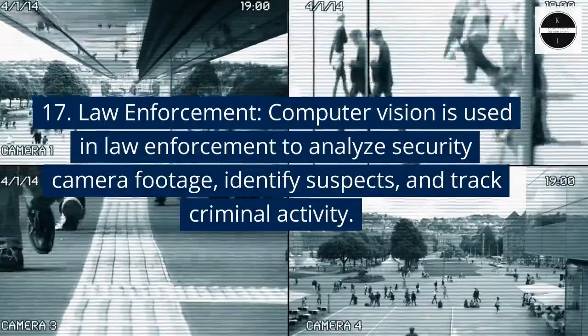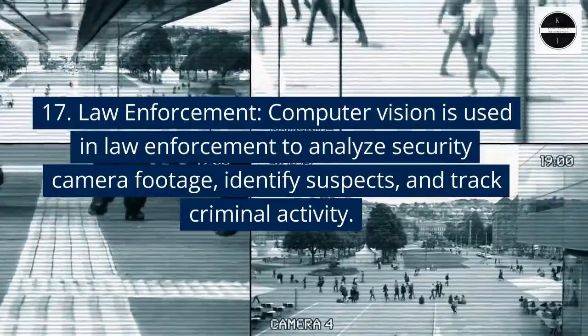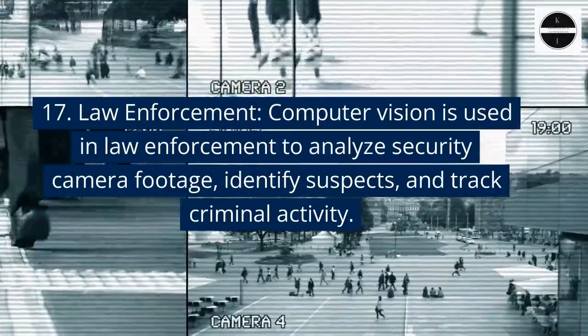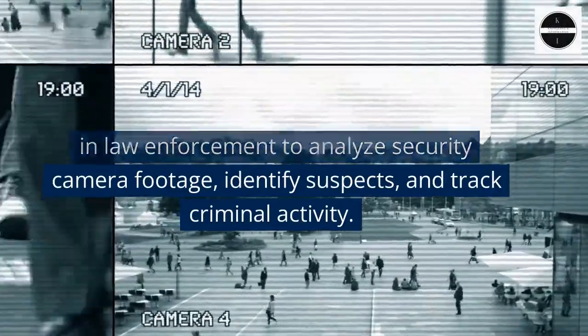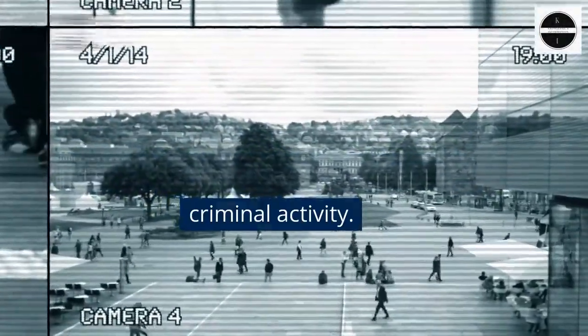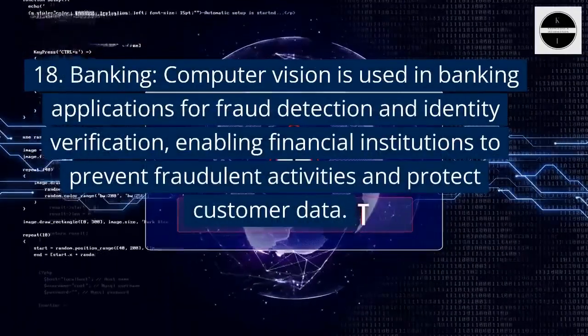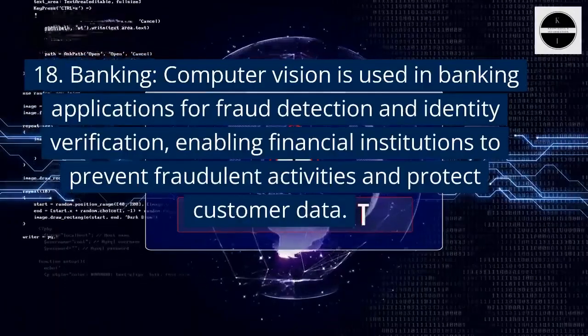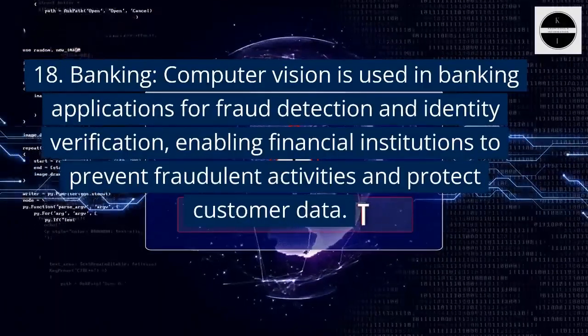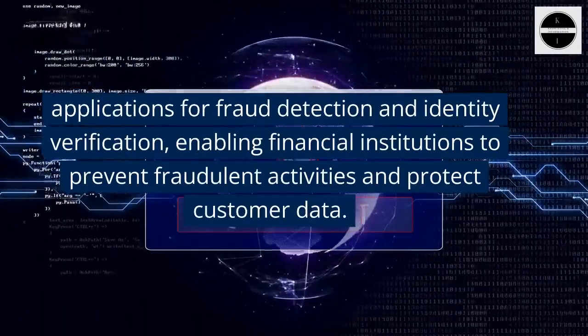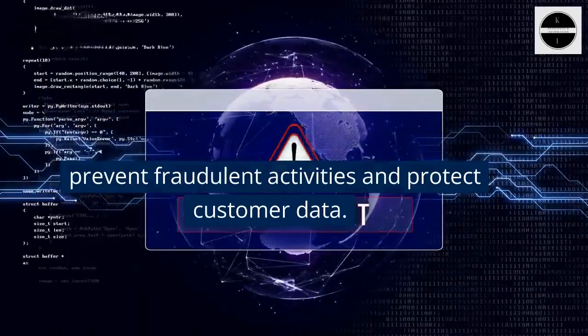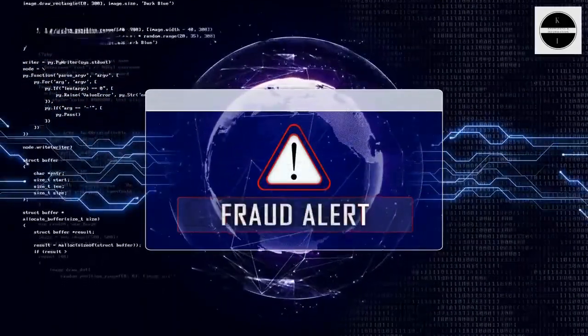17. Law enforcement. Computer vision is used in law enforcement to analyze security camera footage, identify suspects, and track criminal activity. 18. Banking. Computer vision is used in banking applications for fraud detection and identity verification, enabling financial institutions to prevent fraudulent activities and protect customer data.